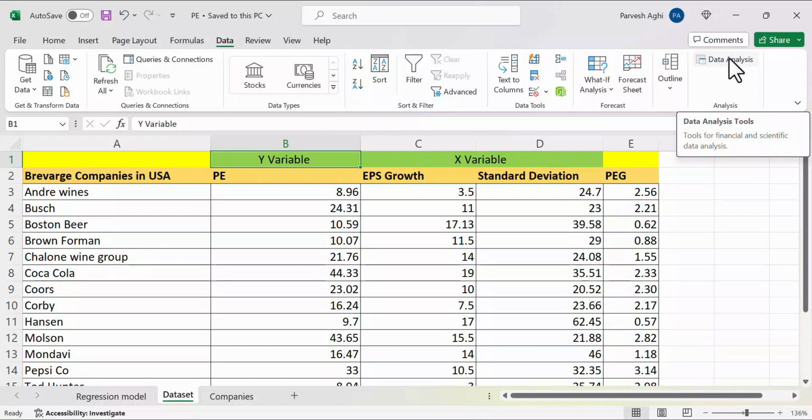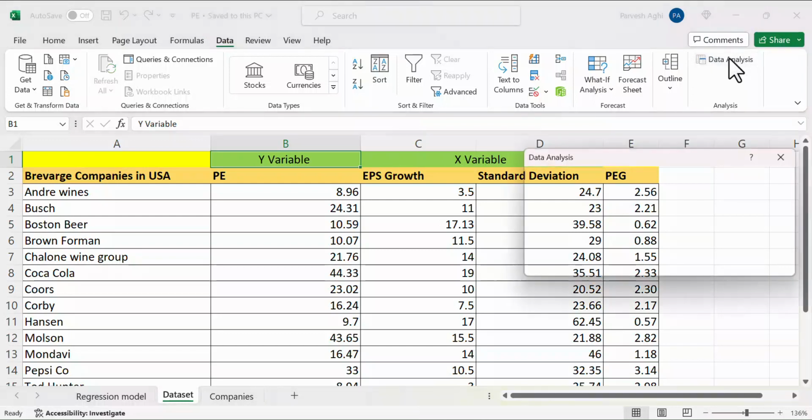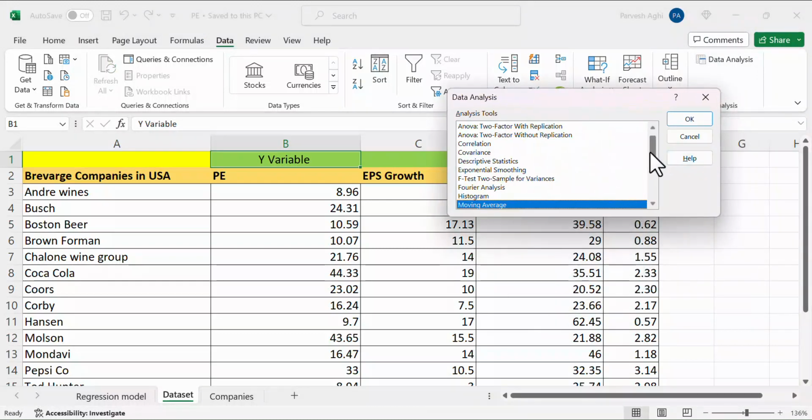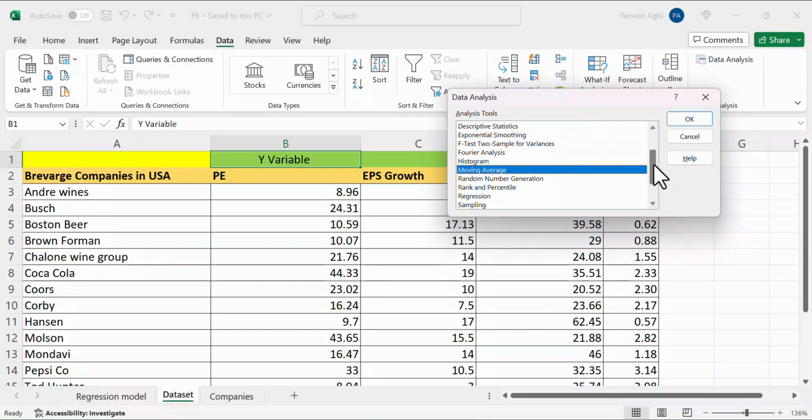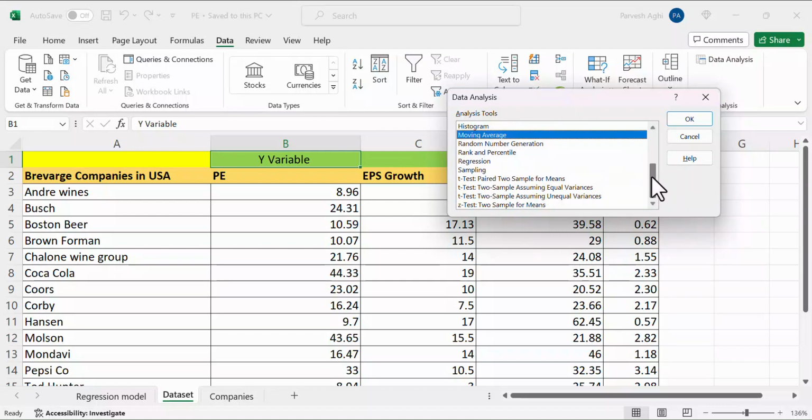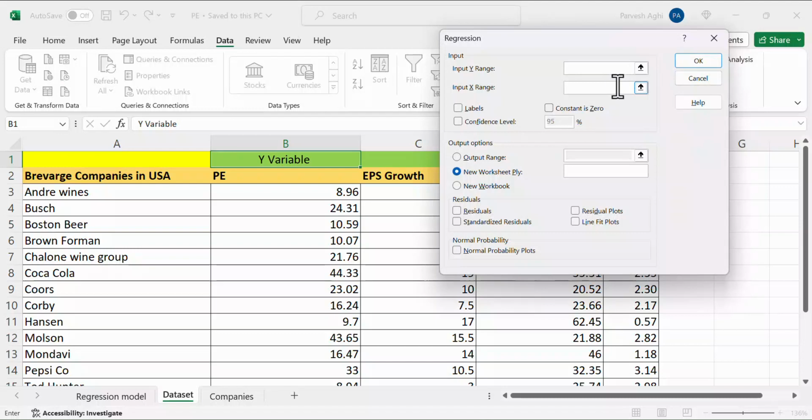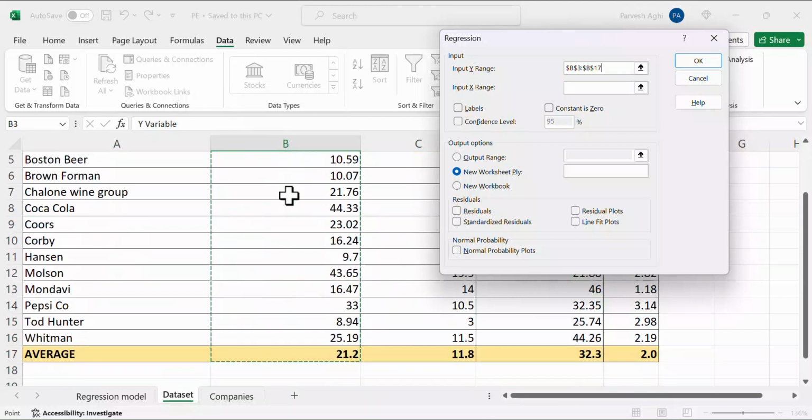Now what you are going to do is invoke the data analysis. And in data analysis, have you seen regression and other things? Okay. So then we have regression here. And then we choose this. This is the Y range, multiple X. This is Y. So we can use all here.